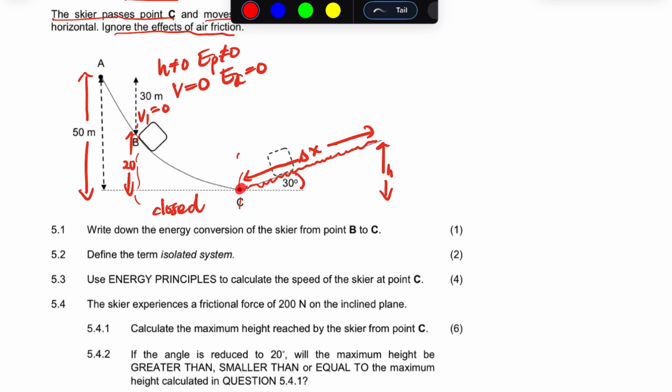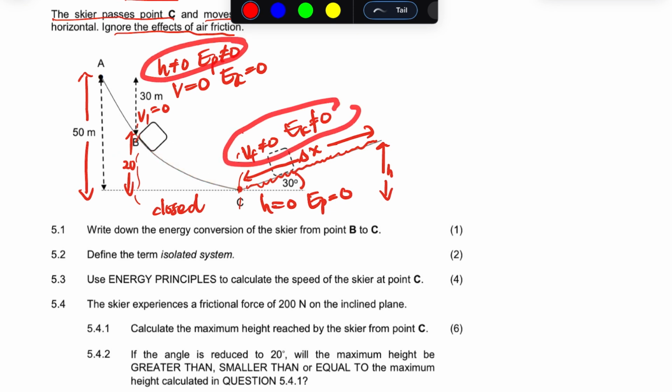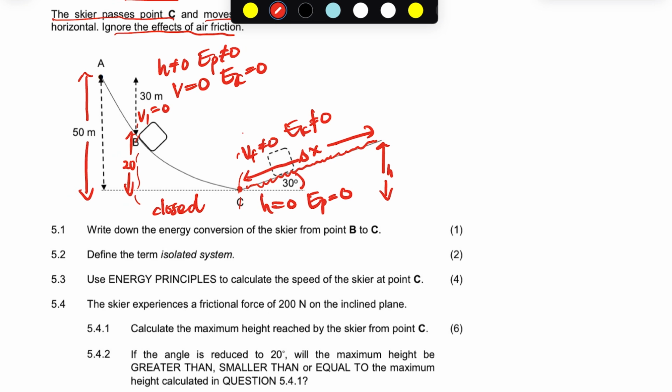And then when it gets to that point, it has a final velocity that is not equal to 0. That means the kinetic energy is not equal to 0. It has kinetic energy, but there the height is 0, so the gravitational potential energy is equal to 0. So it's gravitational potential energy to kinetic energy. That's the answer there.